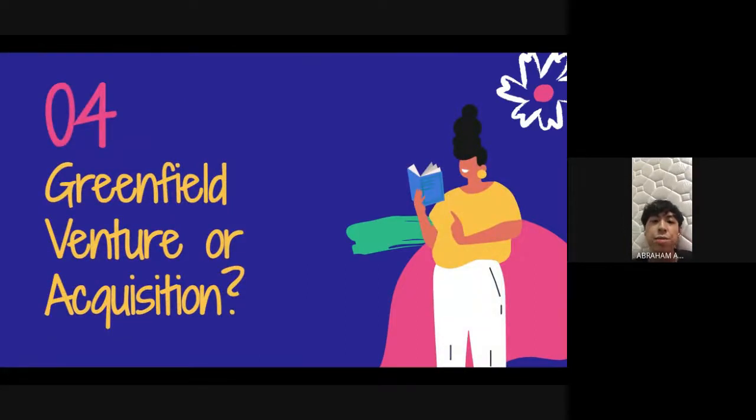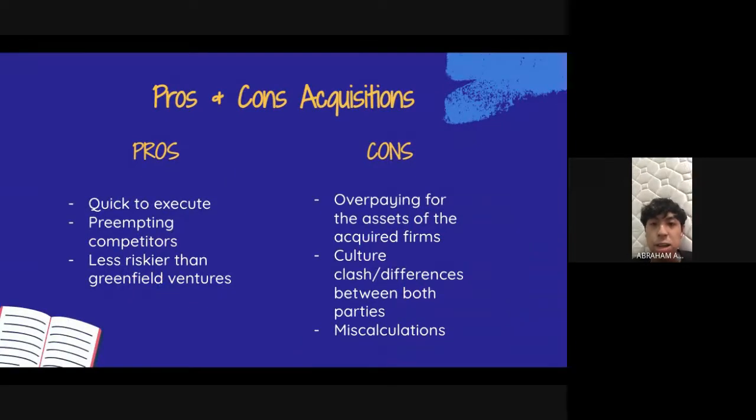Next is greenfield venture or acquisition. Next, the pros and cons of acquisitions. The first one are the pros. The first is, acquisitions are quick to execute. The second one is that by doing acquisitions, we can preempt our competitors. And the third one is that acquisitions are less risky than greenfield ventures.